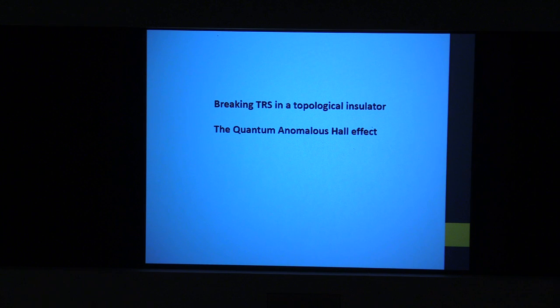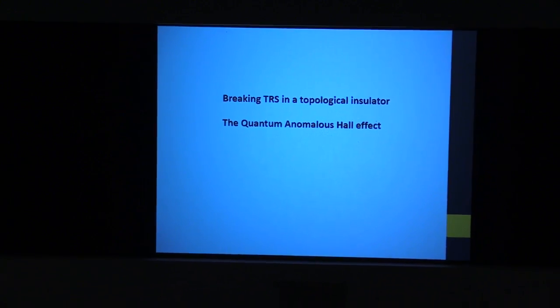All right, so that is when time reversal is preserved and the Dirac node is protected, right? So now I want to change gears and talk about breaking of time reversal and basically exploring the quantum anomalous Hall effect.